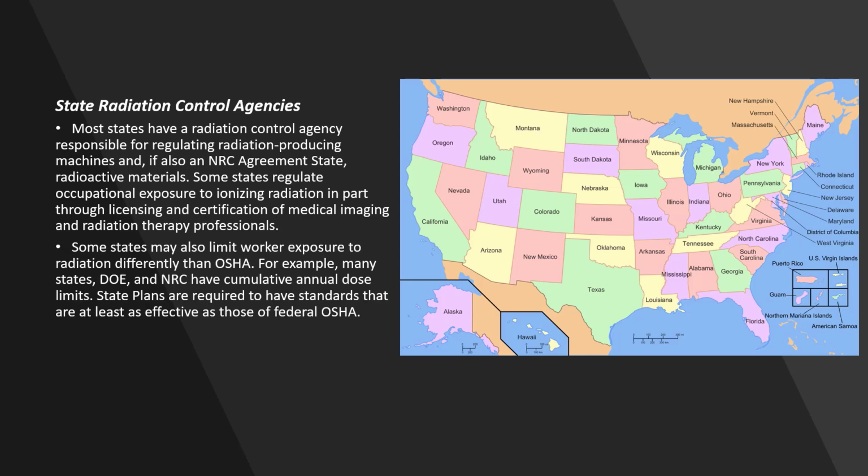Some states may also limit worker exposure to radiation differently than OSHA. For example, many states and the Department of Energy and the NRC have cumulated annual dose limits that differ. State plans are required to have standards that are at least as effective as those of the federal agency NRC and OSHA. The bottom line is that there is actually minimal regulation for the use of ionizing radiation in the United States that is standardized.